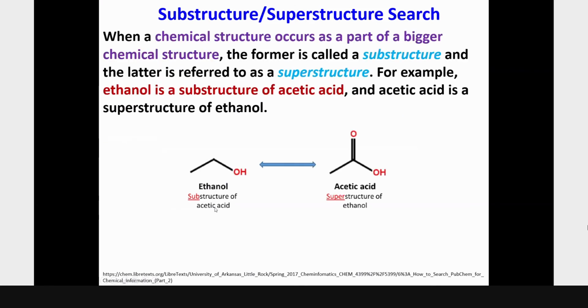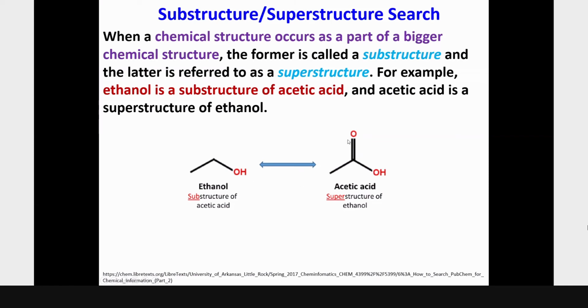Substructure, you would have understood, is part of the bigger molecule. Similarly, superstructure means that for this particular component, the entire part should be there, and along with that, something else should also be there. You can consider, ethanol is the substructure of acetic acid. Okay, ethanol is the part of this. So ethanol is the substructure of acetic acid, and acetic acid is the superstructure of ethanol. Okay, it is the bigger structure.